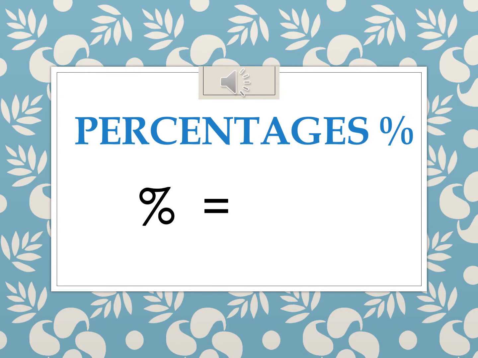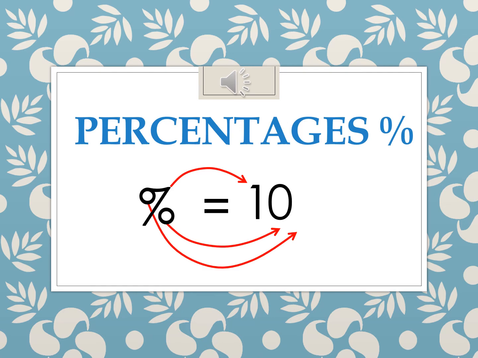On this slide, you can see that the actual sign used for percentage is made up of 2 zeros and a 1. That represents 100, as you can see with the arrows where they're pointing to the zeros and the 1 goes. And it's a common way to remember what a percentage is. It's out of 100.